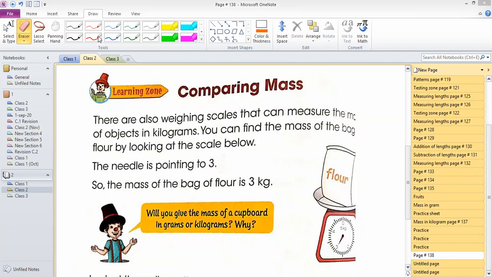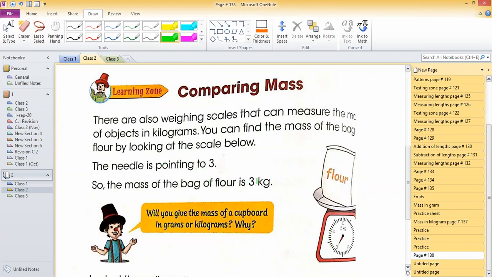There are also weighing scales that can measure the mass of the objects in kilograms. You can find the mass of the bag of flour by looking at the scale below. The needle is pointing to 3. So the mass of the bag of flour is 3 kg.